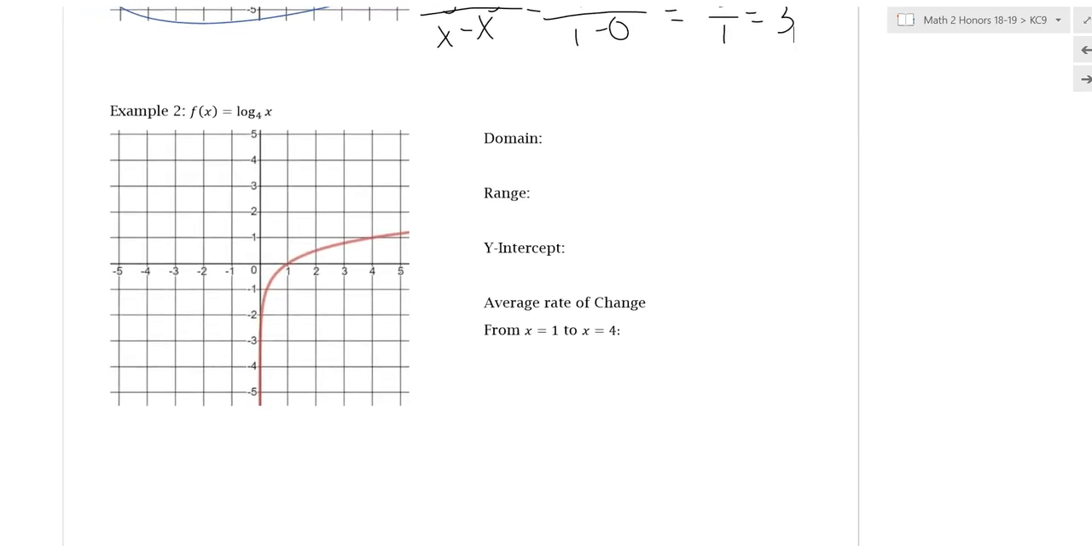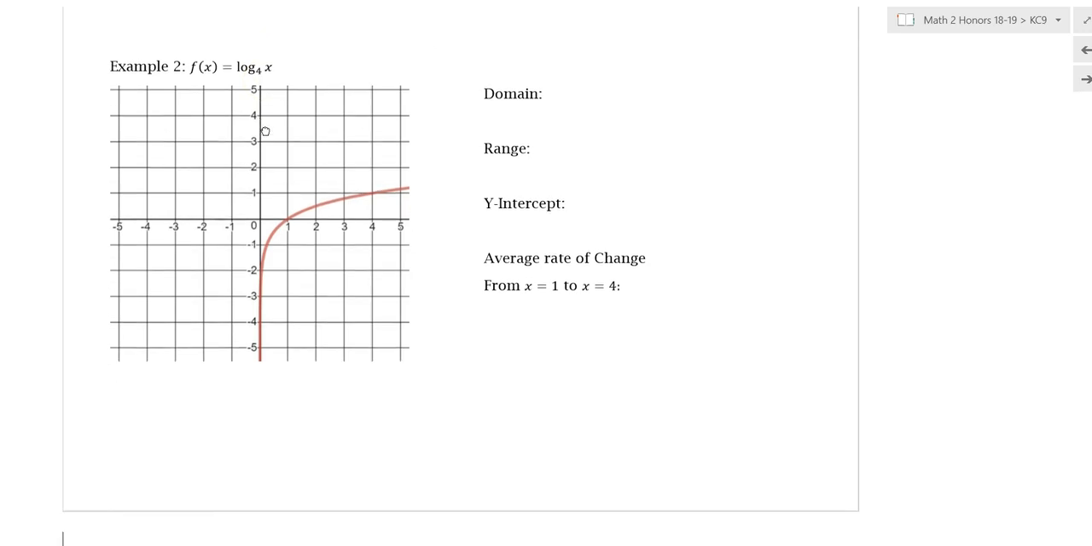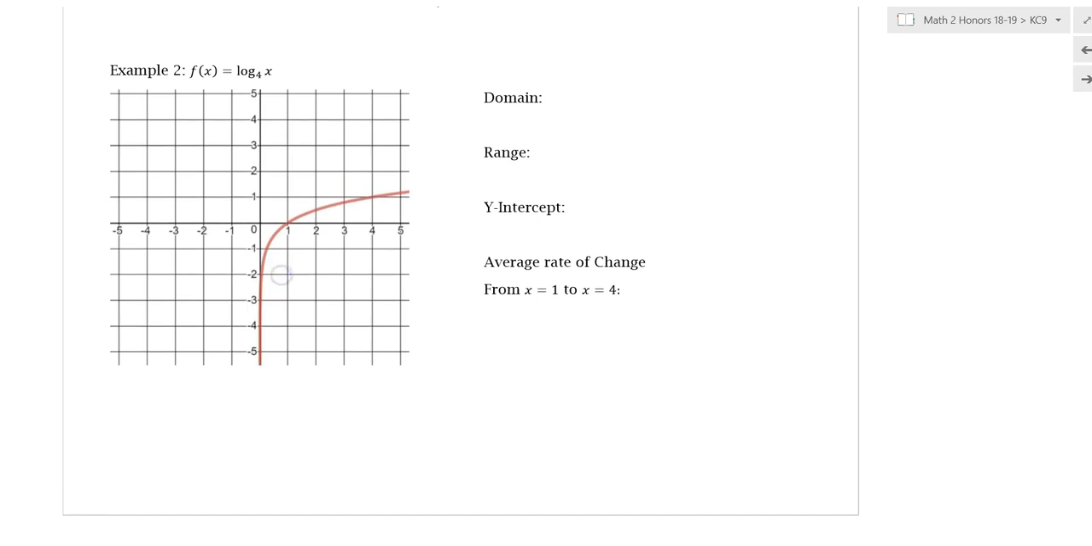So now let's look at example 2. Now I'm looking at our logarithmic function. It's the same one, right? They have the same base. This is if I switched it into exponential form, right? Kind of solve that. Okay.